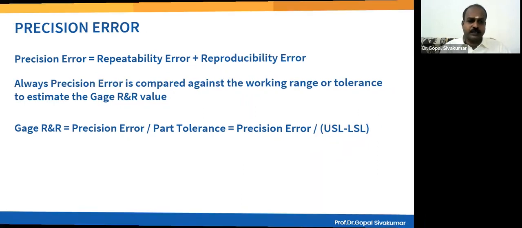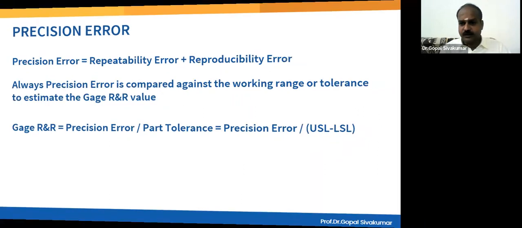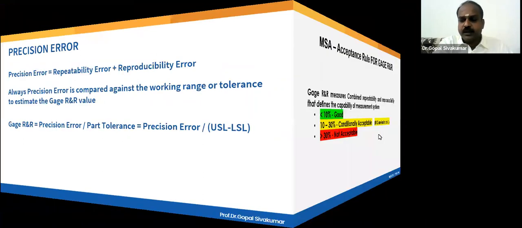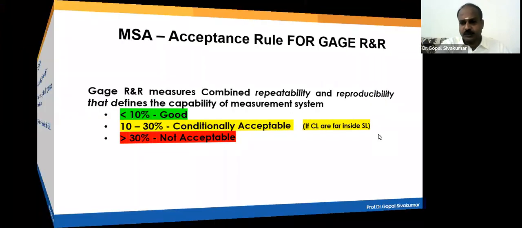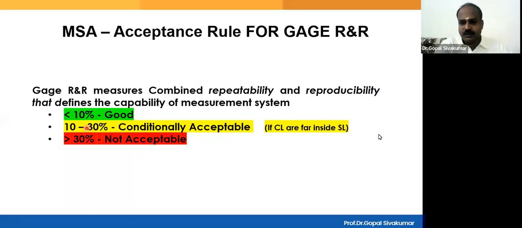This guideline has been set by an organization called AIAG, the Automotive Industry Action Group. It was set long back, but it is considered valid even today. It is used not only by the automotive industry, but also by all other industries, even IT, software and service industries, and the rule is common. Gauge R&R measures combined repeatability and reproducibility, which defines the capability of the measurement system.